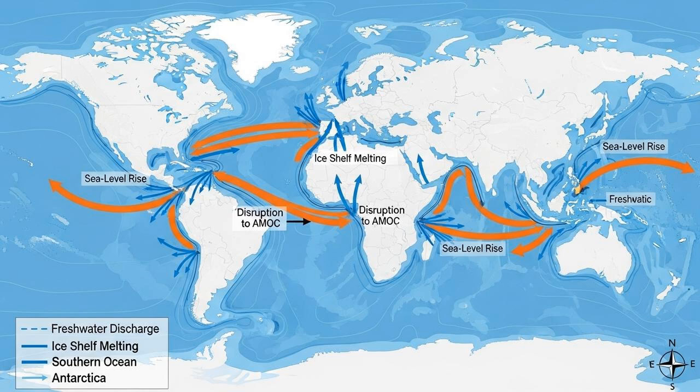This massive influx of cold, fresh water can also disrupt global ocean circulation patterns, like the Atlantic Meridional Overturning Circulation, or AMOC. This is the Great Ocean Conveyor Belt that transports heat around the globe and regulates our climate. A slowdown of the AMOC, which has been observed in recent decades, can trigger complex and widespread changes in weather patterns worldwide.